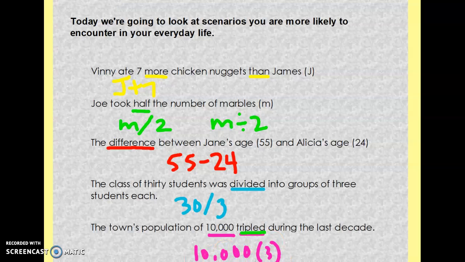This town's population. So for this one, we're going to take the population of 10,000 and multiply by 3. Now you want to refrain, do not use the x to show multiplication because again, it looks like a variable x. So we want to make sure that we are showing our multiplication either with a dot or with parentheses, but no x. Very important, guys.